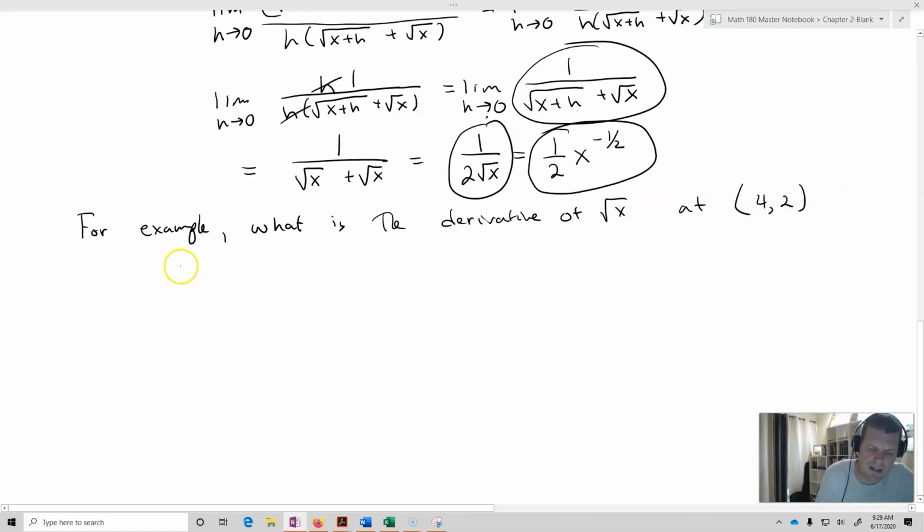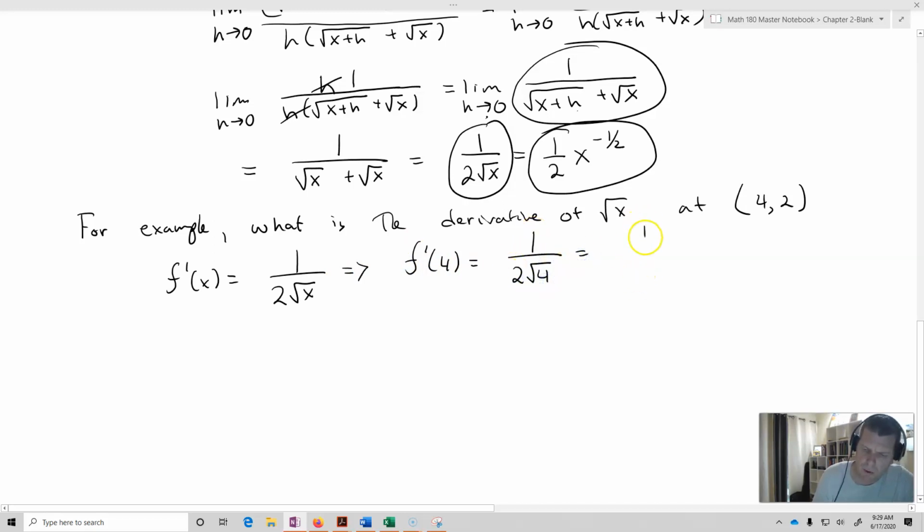All I need to do now is notice that f prime of x is going to equal 1 over 2 root x. And so I'm just going to say that f prime of 4, it's a function, so it's going to be 1 over 2 times the square root of 4. So that equals 1 over 2 times 2, which equals 1/4. So that is, in fact, the derivative, 1/4.